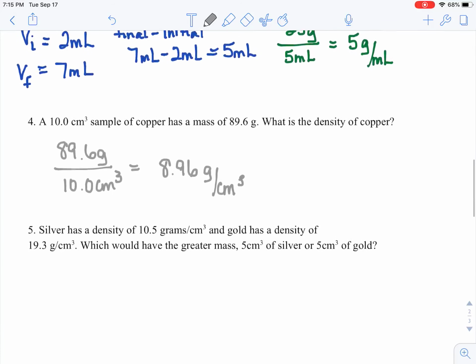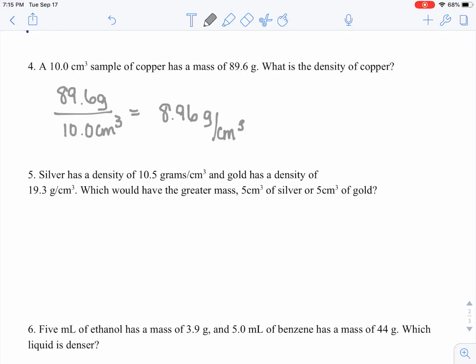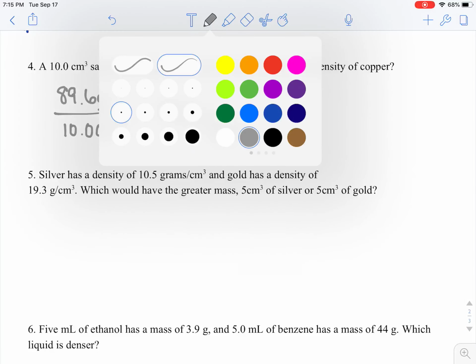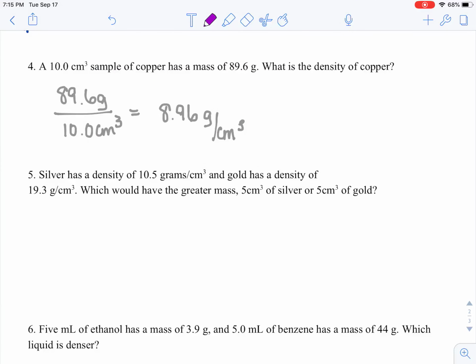Doing a little bit of comparison here, we're going to move into talking about silver. I guess I should have saved that colored pen for this particular question, but we'll do the best we can with purple. So silver has a density. Now we're being given the density here. So silver, whose symbol is Ag, has a density of 10.5 grams per centimeter cubed.